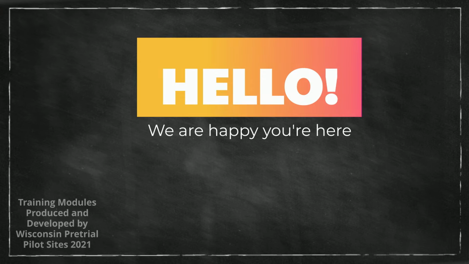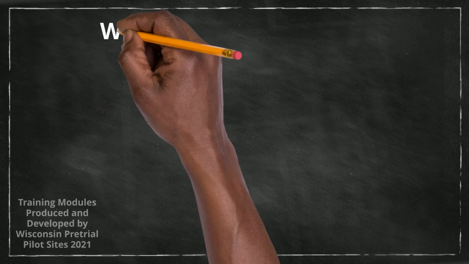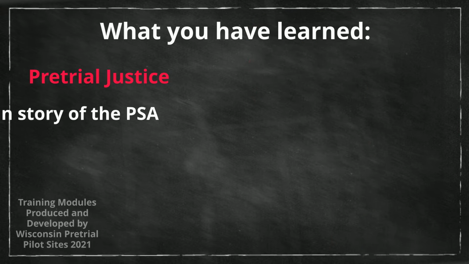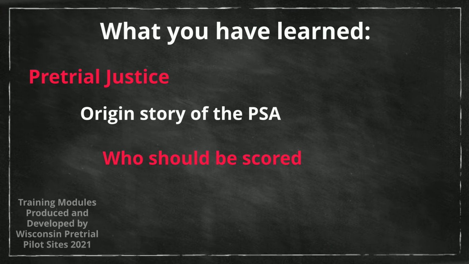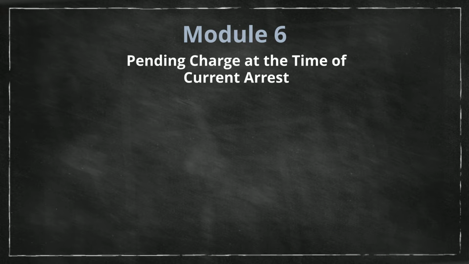Hello! This module is the halfway point for all the training modules. Woohoo! You've learned about pretrial justice, the origin story of the PSA, who should be scored, and how to score the first two risk factors. In this module, we will discuss pending charge at the time of the current arrest.